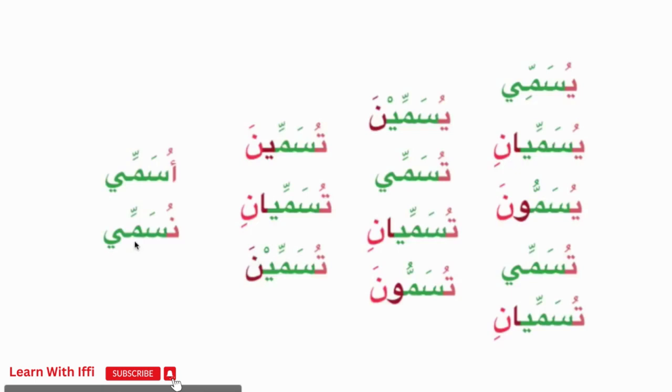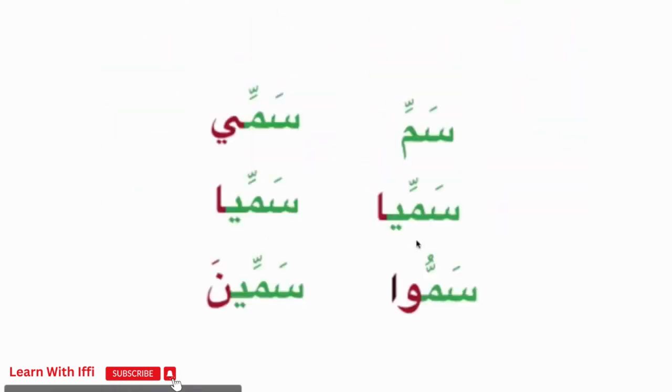Usammi and nusammi. How do we make amr? It will be sammi. Here we take away alamat mudara and we drop harf illa. So the fi'l is majzum bihadhfi harfi illa. So: sammi, sammiya, sammu, sammi, sammiya, sammina.